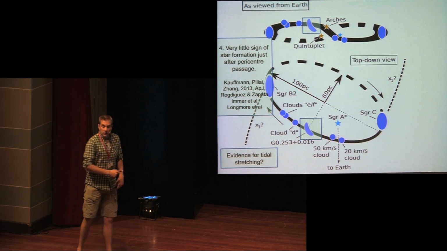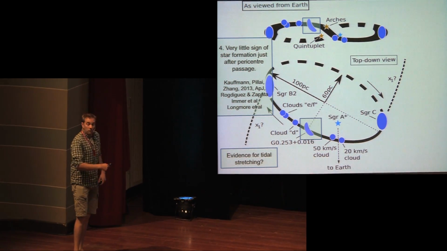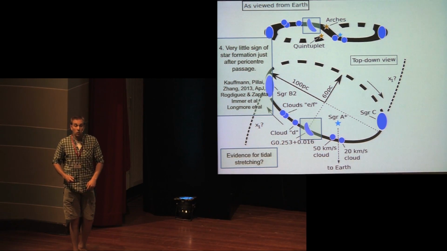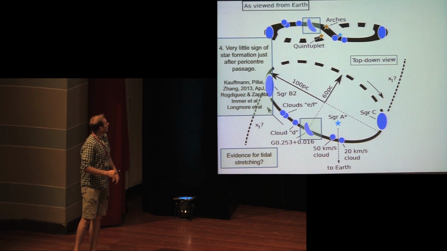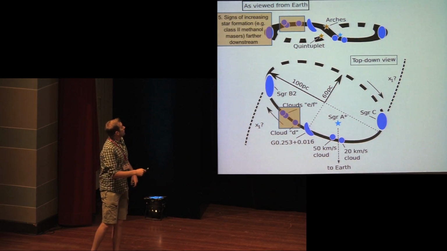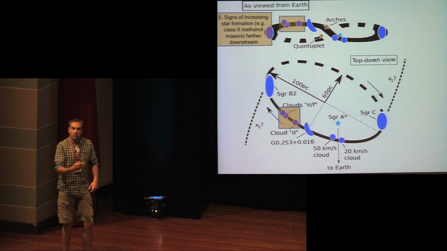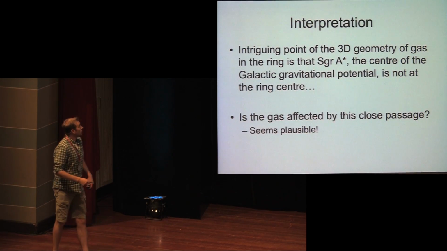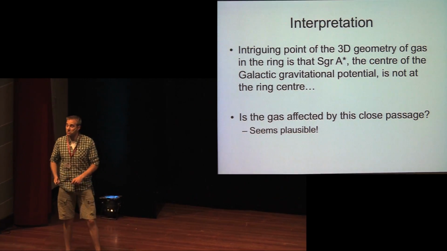So when you look in detail at this particular object here, this funny banana, there's not very much sign for star formation there at all. There have been several really nice recent papers looking at this. There's also evidence for tidal stretching that I'll come back to in a minute. And there's also evidence that there might be more star formation activity farther downstream. So certainly, in a kind of hand-wavy sense, this seems vaguely plausible.